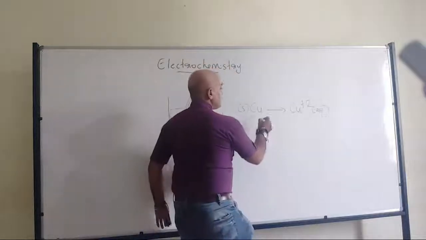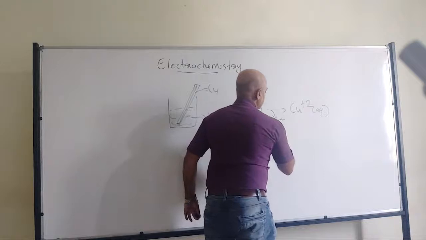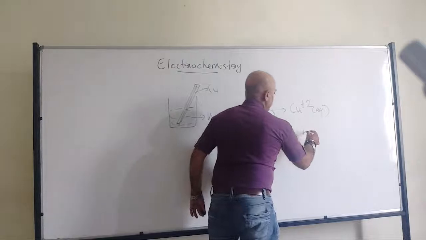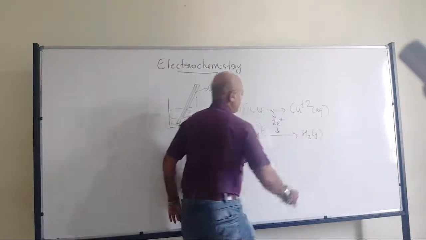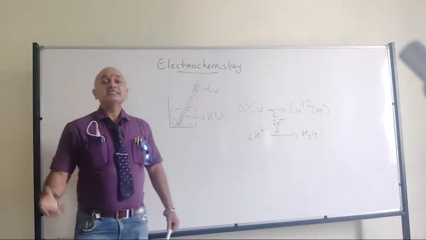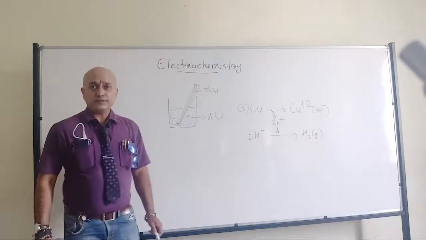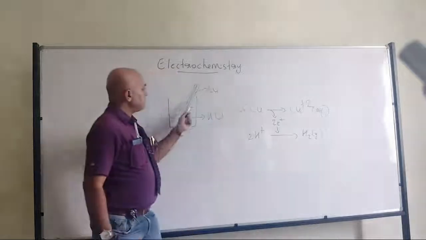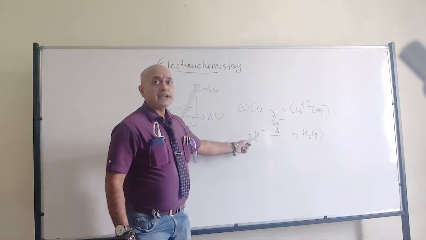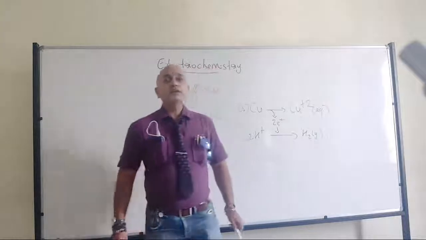That is possible when copper donates its 2 electrons to H plus, so that hydrogen gas will be formed. That H plus will be present in the HCl solution because HCl is a strong acid. So copper is going to get dissolved in HCl only if copper can donate its 2 electrons to H plus, where H plus will become hydrogen gas and copper will become cupric.